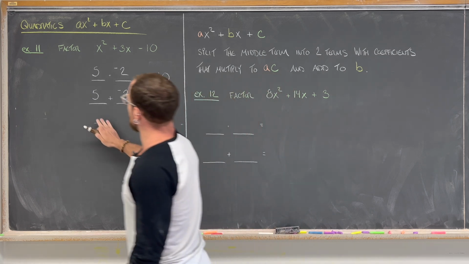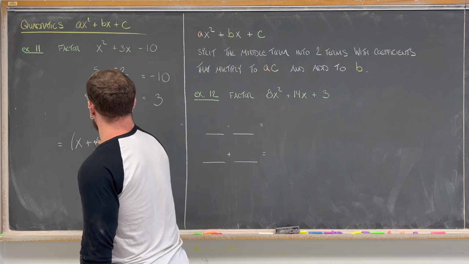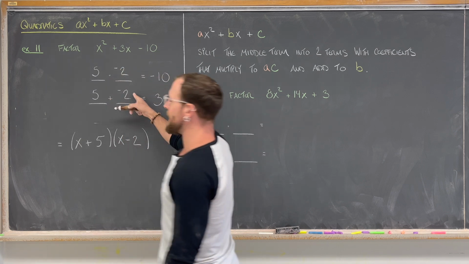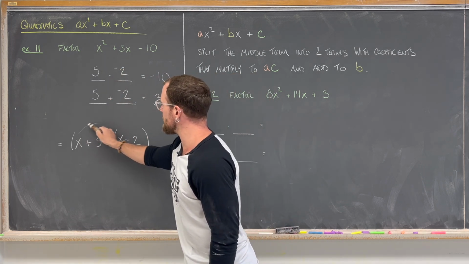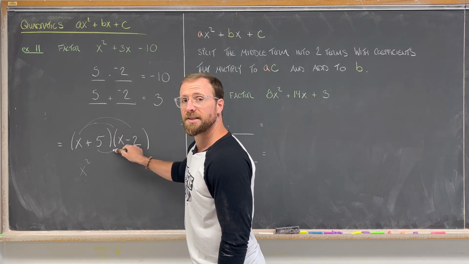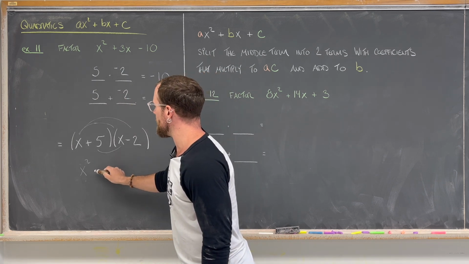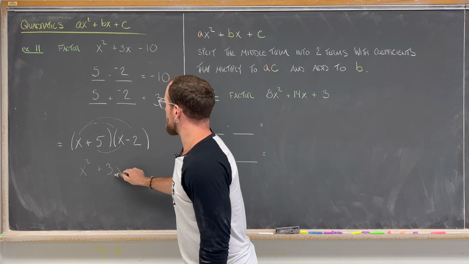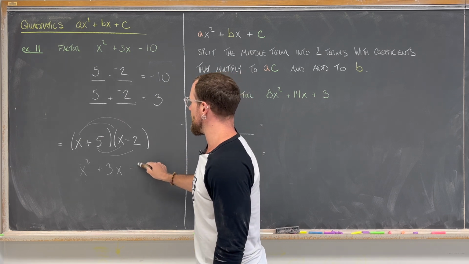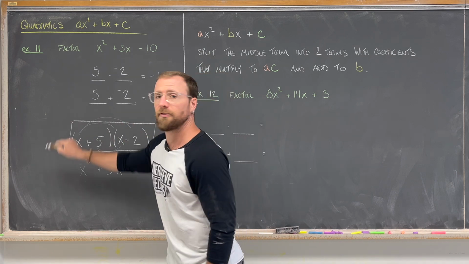So what do I do with those numbers? Well, I write my expression as x plus 5, where I'm using the positive 5, and x minus 2, where I'm using the negative 2. And you can check by foiling this that I do get x squared. Here's your minus 2x plus 5x, but we know that minus 2 and 5 add up to 3. So that does give me 3x. And lastly, 5 times negative 2. We already know that 5 times negative 2 is negative 10. So yeah, that checks. And this is that quadratic in its factored form.